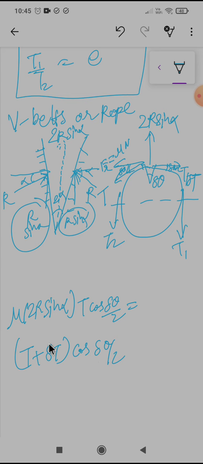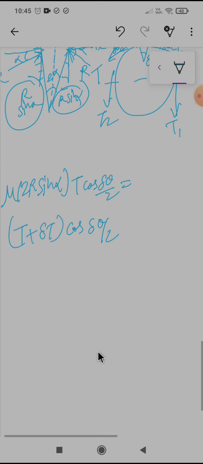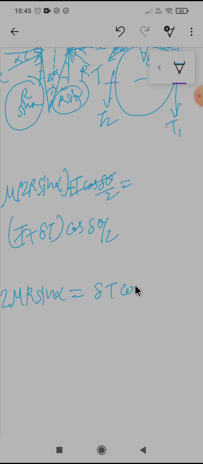So let's open the bracket and see what will happen. Here I just forgot to keep this plus sign here. So here this T cos delta theta by 2 will get cancelled. So on the left we are left with 2 mu R sine alpha is equal to delta T cos delta theta by 2.